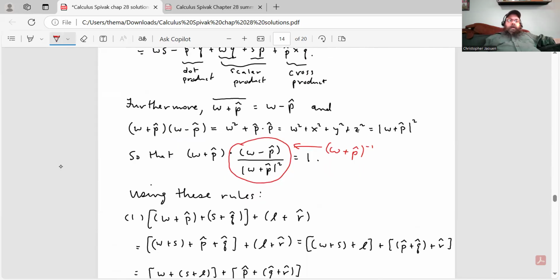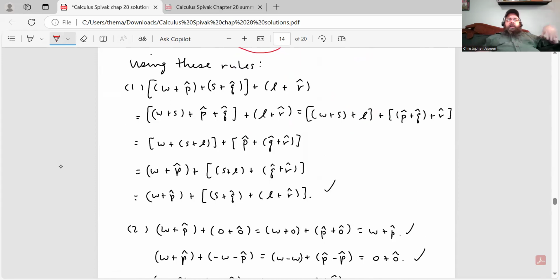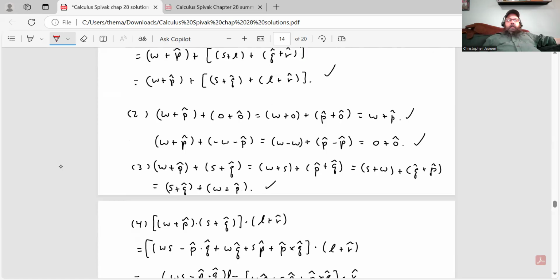So, using these rules, we can show that the field axioms, barring number 6, are all satisfied by this set with those operations. So here we can show that addition... I'm not going to belabor it. Again, you can pause your screen if you want to see that, but I'll just show you. Here you can see that addition is associative. Here, the quaternion 0 plus 0 hat is the additive identity for the set. If you have a quaternion W plus P hat, the additive inverse of that is minus W minus P hat, which you can check here.